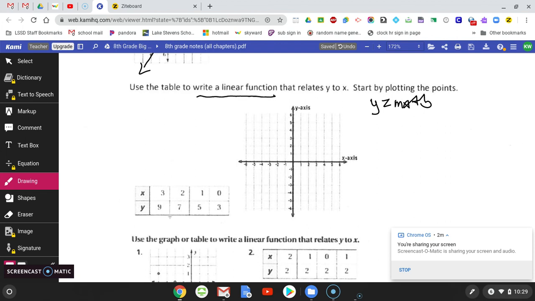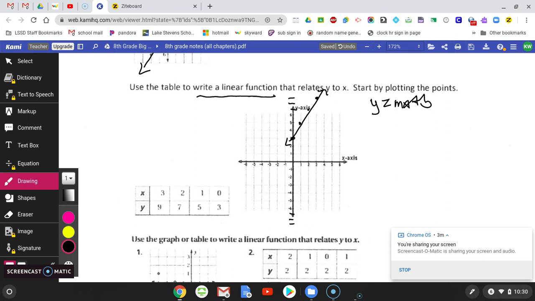So I have the point 3, 9, which would be right here. 2, 7. Oops, those are positives, not negatives. So I apologize. That should not be down there. Let me erase that. Okay, 3, 9 is up here. 2, 7 would be right here. 1, 5, and 0, 3. So I can plot my points.